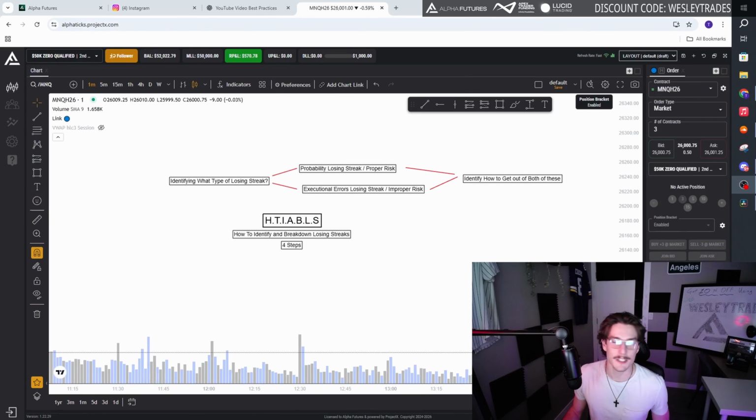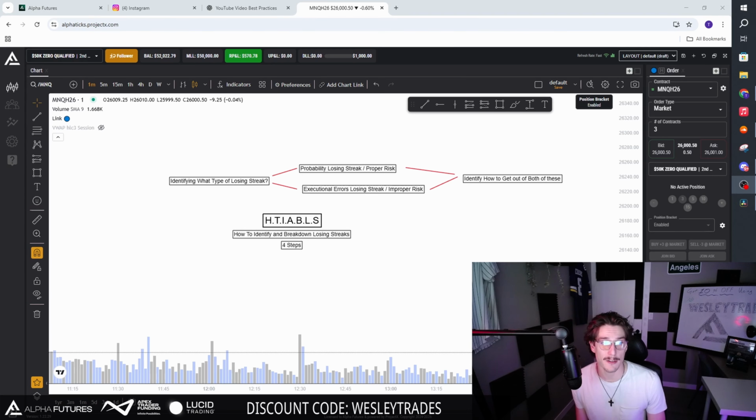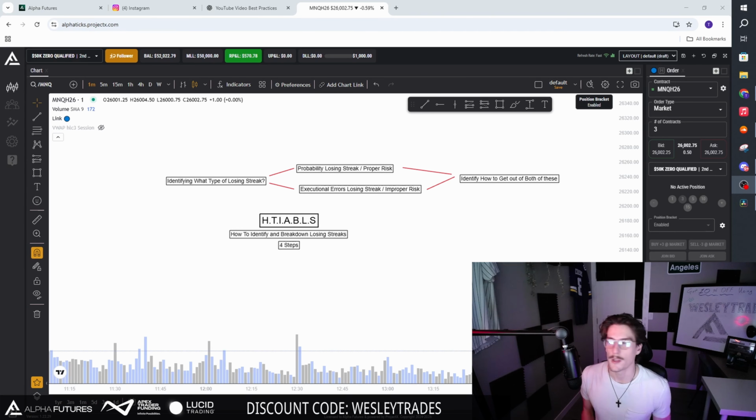Okay, I present to you H.T.I.A.B.L.S, or how to identify and break down losing streaks in 4 steps. So before we get on to the steps, I would like to tell you guys that there are 2 types of losing streaks. Number 1, I consider as the proper risk or the probability losing streak. This is when you have good risk management, you're not over trading, and you have overall control of what's going in and out of your account.